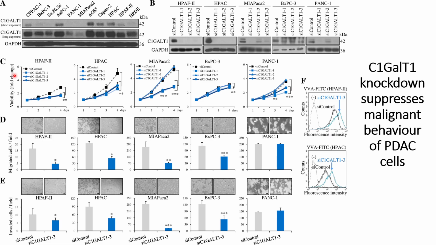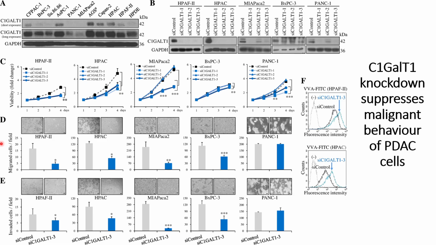And what they were able to find is that in case of viability, when C1GalT1 has been knocked down, they see a decrease in the viability of the pancreatic cancer cells compared to the control. For HPAF2, HPAC, MIA PACA2, BXPC3, PANC1, for all the 5 cell lines they checked, they can see a decrease in the cell viability when C1GalT1 is knocked down.